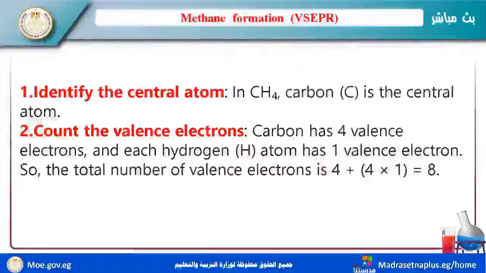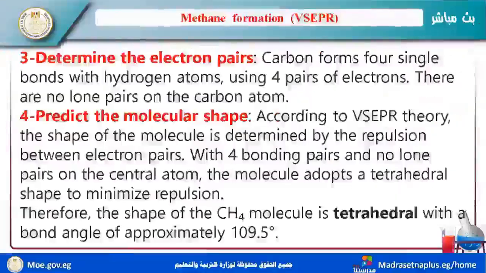Methane formation according to VSEPR. Now identify the central atom in CH4: carbon, C, is the central atom. Count the valence electrons. Carbon has 4 valence electrons, and each hydrogen atom has 1 valence electron. So the total number of valence electrons is 4 plus 4 times 1, equal to 8. Okay. Determine the electron pairs.